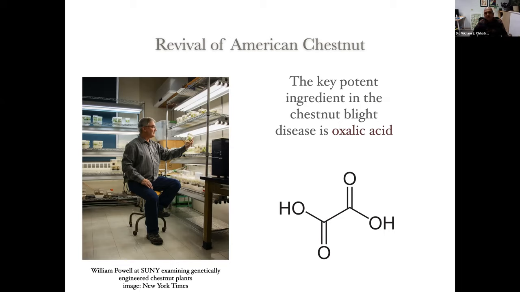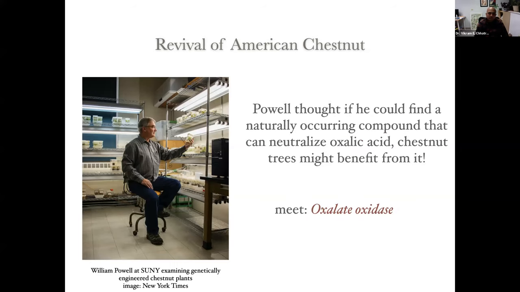The key potent ingredient in the chestnut blight fungus is called oxalic acid. That's the compound that makes it possible for the fungus to infect the tree and make the tissues decay, and ultimately kills the tree. And so Dr. Powell went out and looked for things that could neutralize oxalic acid. There was a compound present in nature called oxalate oxidase. It's able to neutralize the oxalic acid produced by the chestnut blight fungus.